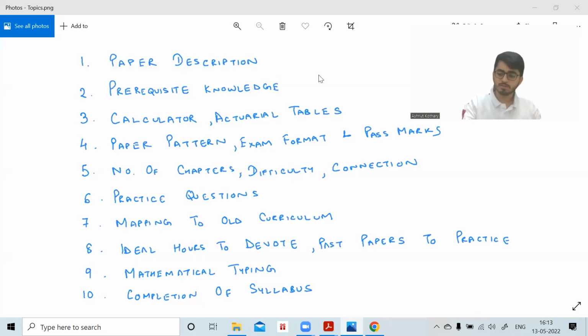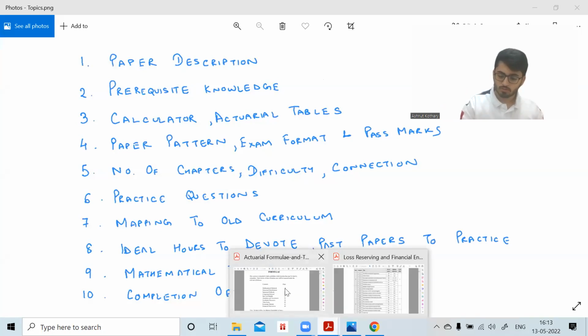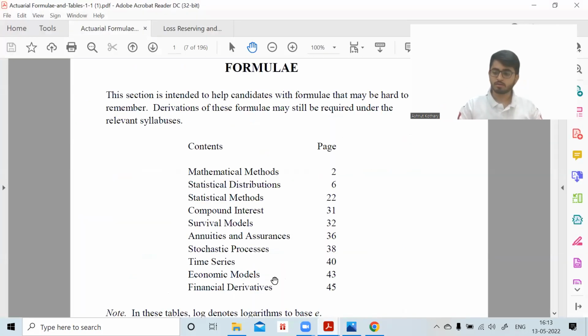As for actuarial tables, I'll be directly referring to the formula section. So mathematical methods is there, which is covered from page number 2 to page number 5. A part of it would be required in CM2. Statistical distributions, again, if you recall from your early studies, it's fine. If not, in case any distributions do come up which are not, let's say, regularly used, you can take help of it. Statistical methods, compound interest is something which will not be there.